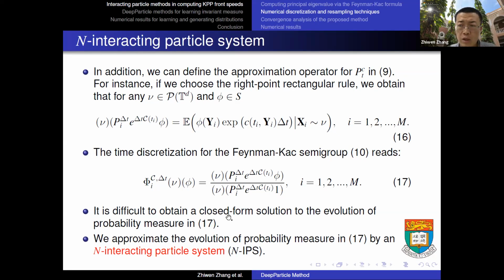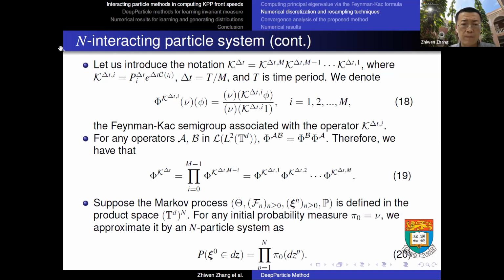One more thing: so far we don't discretize the measure here. In practice, this part is more difficult. We cannot evolve the measure because this is complicated. We have to approximate this measure by an empirical distribution. So we choose capital N sample points according to the initial measure, and we use this empirical distribution to approximate any measure. Okay, so we call this an interacting particle system.